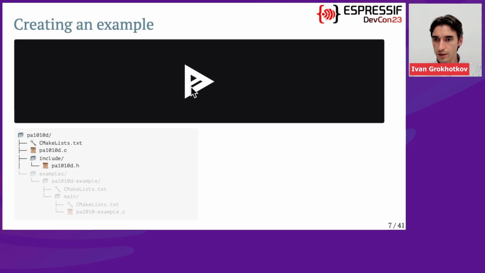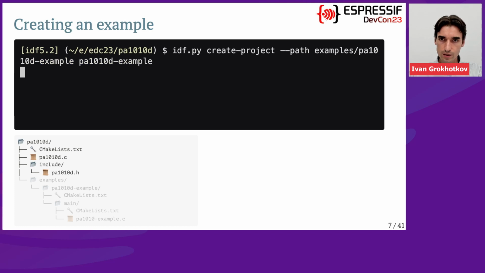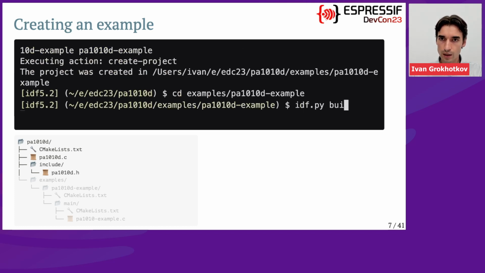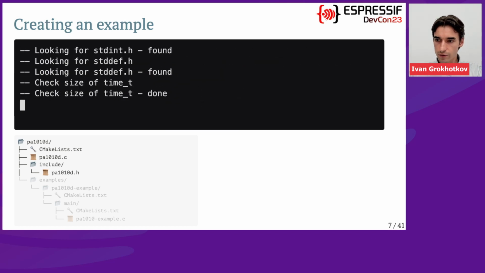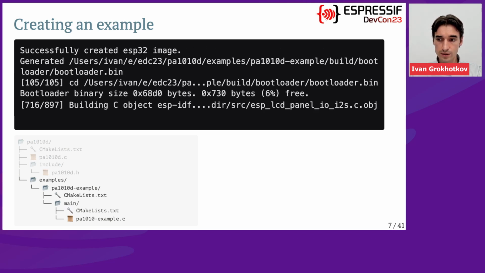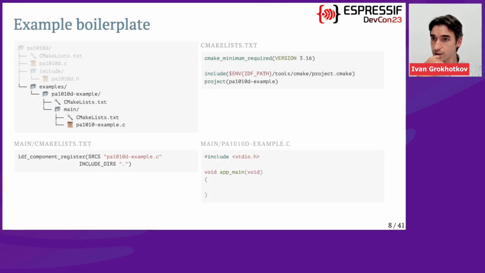Again, I'm going to use IDF PyCLI, this time the create project command. And once the project is created, I'm going to go inside the project and build it just to make sure that the project itself is okay. The structure is very straightforward. Inside the component, we now have this example subdirectory, and there is a single example with the source file and CMake. So here is the example boilerplate.